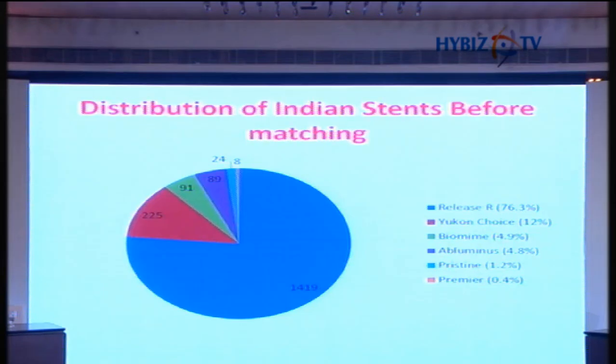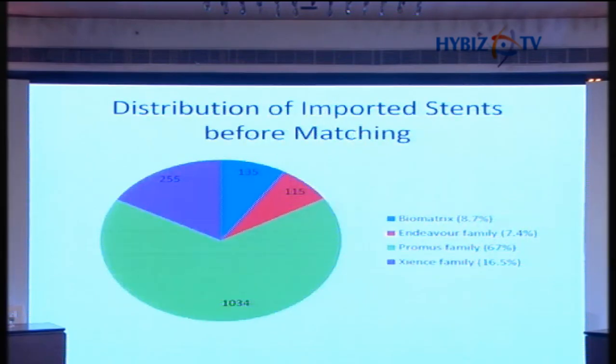You see the stent usage, you must be knowing we are biased towards using the Relicis stents. The Release-R stent or Relicis stent is about 76%, Yukon Choice about 12%, Biomime 5%, Abluminous 5%, Pristine about 1.2% and Premier 0.4%. Among the imported stents, again there seems to be a preference for the Promus family about 67%, Zynes family 16.5%, Endeavour 7.4% and Biomatrix 8.7%.